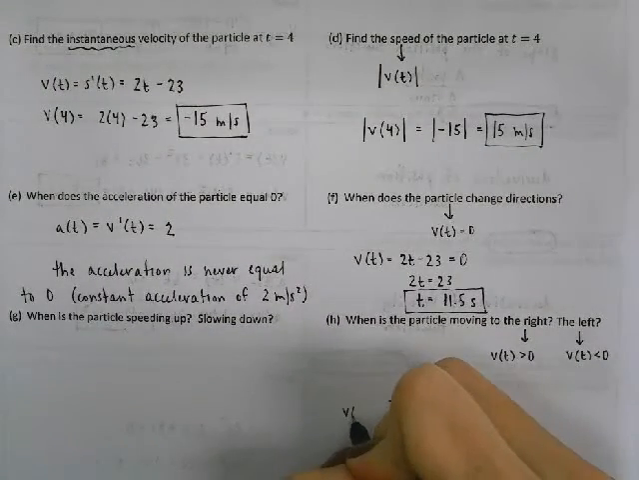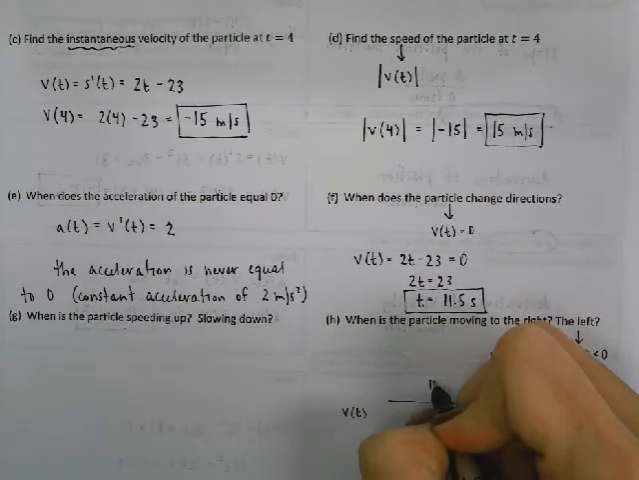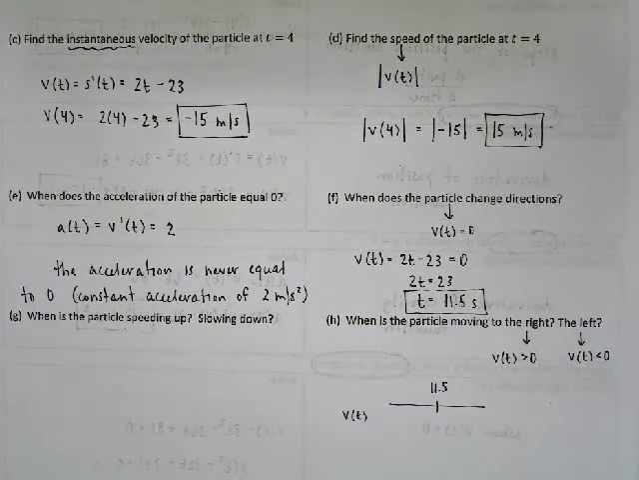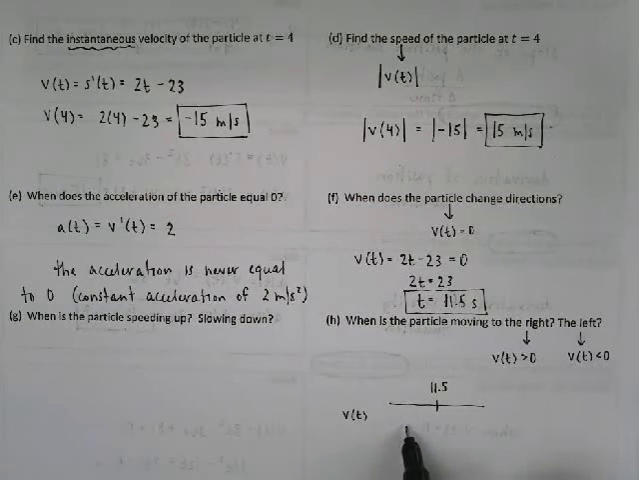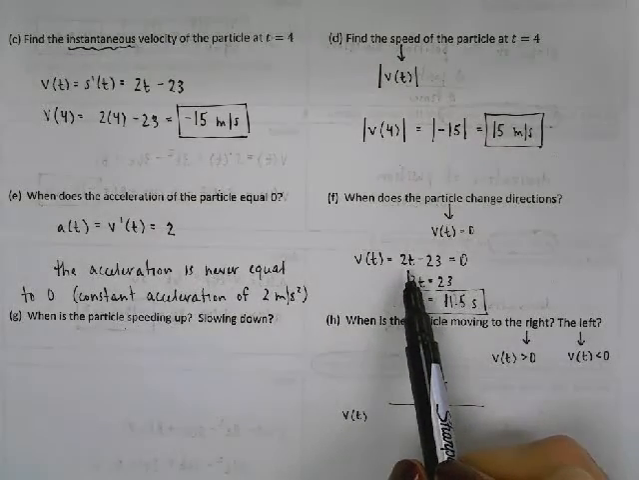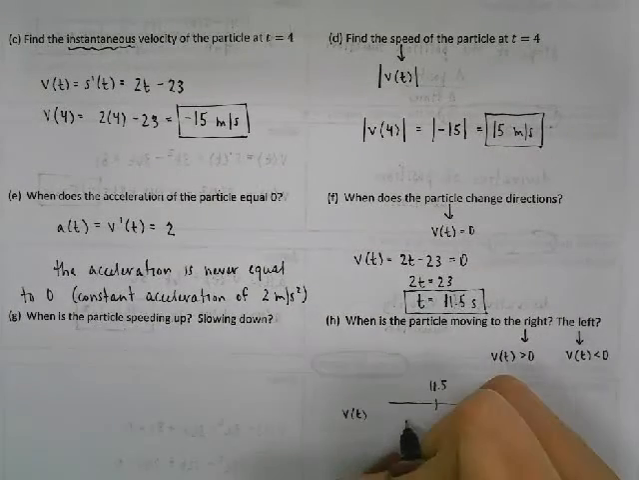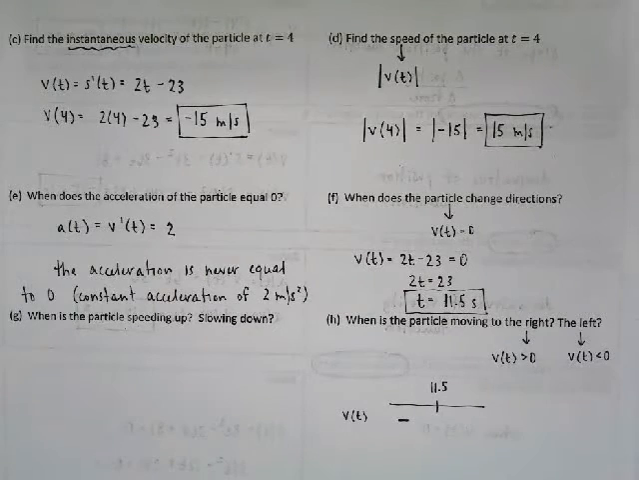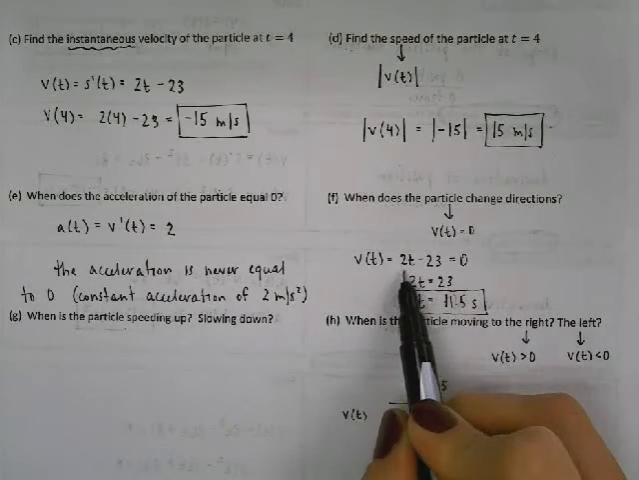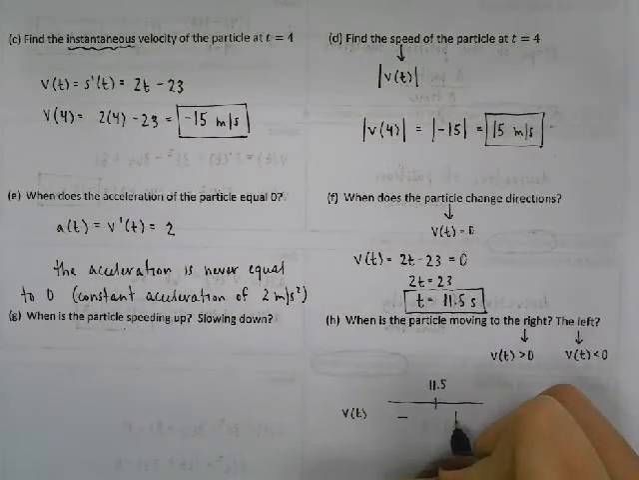And so I have my velocity, and I know that my object is changing direction at t equals 11.5 seconds. So now I'm going to pick a value that's less than 11.5 and a value that's greater than 11.5 to figure out the signs of those values. So I might pick 10. And so into my velocity function here, I'm going to plug in 10. And if I do that, I notice I get a negative value for velocity. And similarly, I'm going to pick a value larger than 11.5, say 12. If I plug that into my velocity function, I get a positive value.